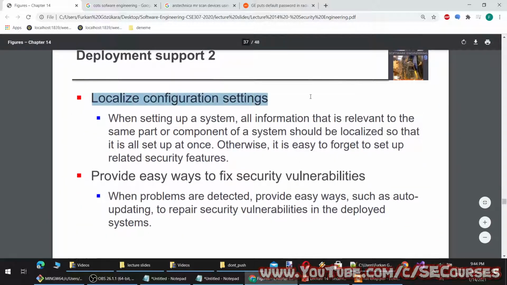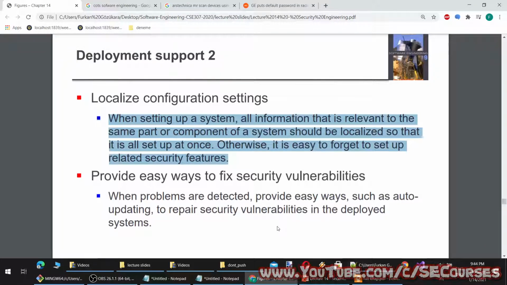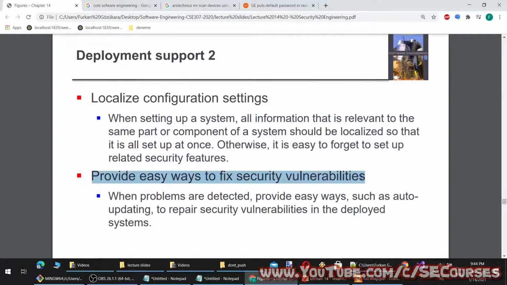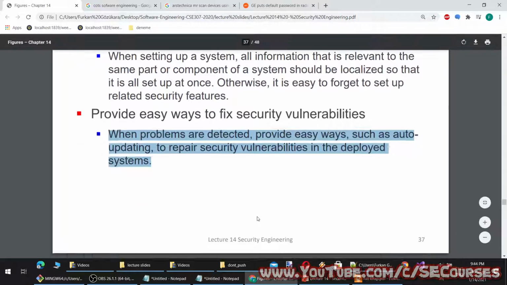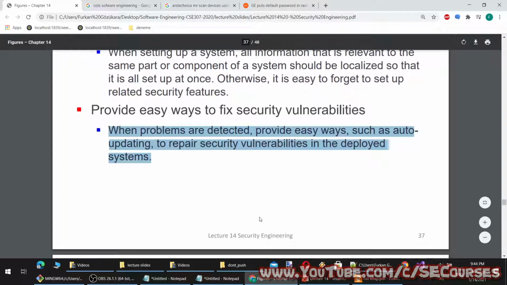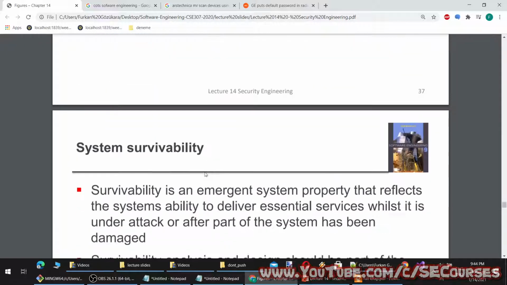Deployment support 2: localize configuration settings. When setting up a system, all information that is relevant to the same part or component of a system should be localized so that it is all set up at once. Otherwise, it is easy to forget to set up related security features. Provide easy ways to fix security vulnerabilities. When problems are detected, provide easy ways, such as auto-updating, to repair security vulnerabilities in the deployed systems.